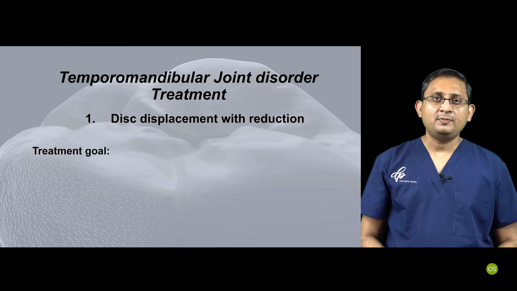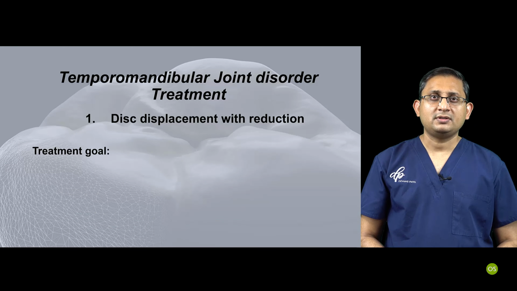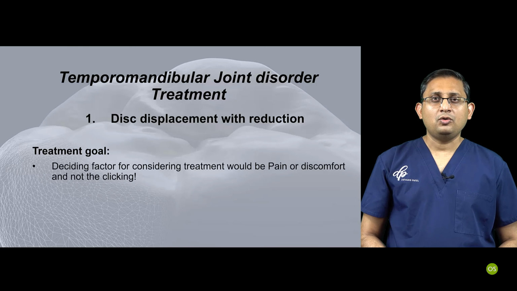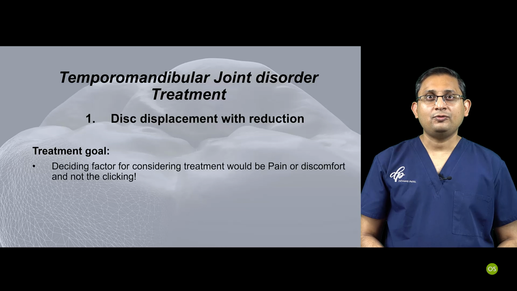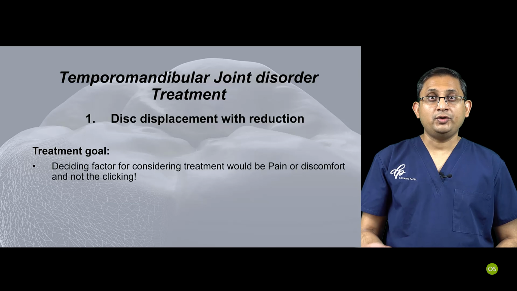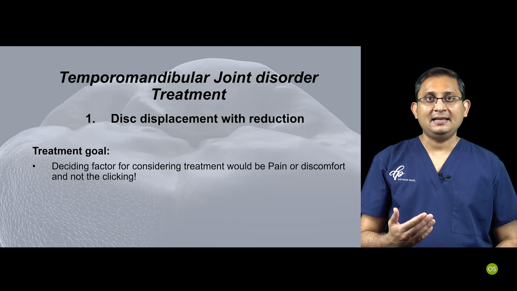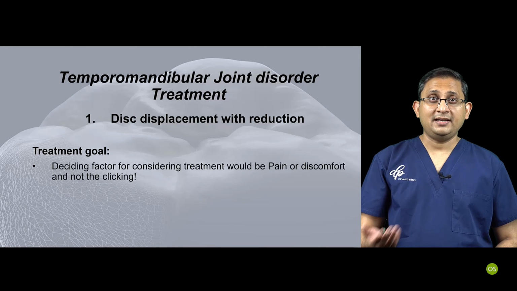So let's look at the two main temporomandibular joint disorders: disc displacement with reduction and without reduction. So let's look at the first, disc displacement with reduction. So what is our goal in this case? As you know, when there is a disc displacement with reduction, what happens is the disc is reducing back, producing a clicking sound, which could be a single click or double click.